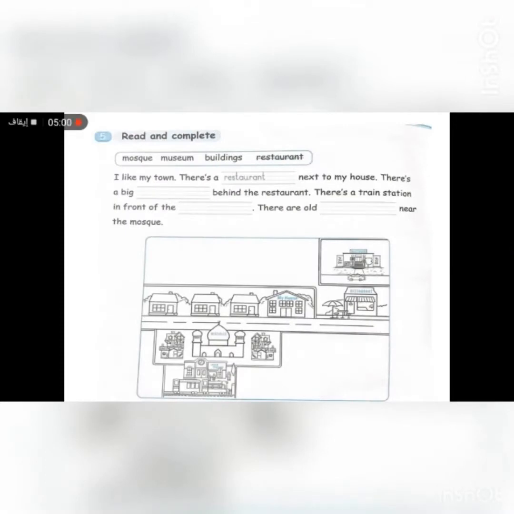Read and complete. I like my town. There is a restaurant next to my house. There is a big museum behind the restaurant. There is a train station in front of the mosque. There are old buildings near the mosque. Very good.